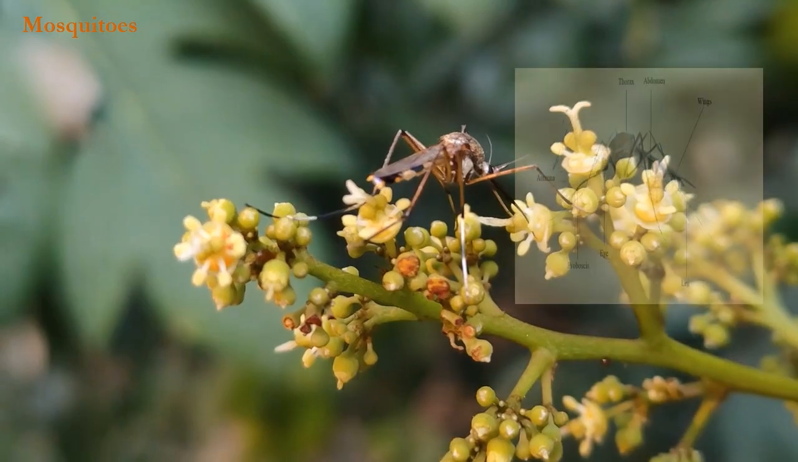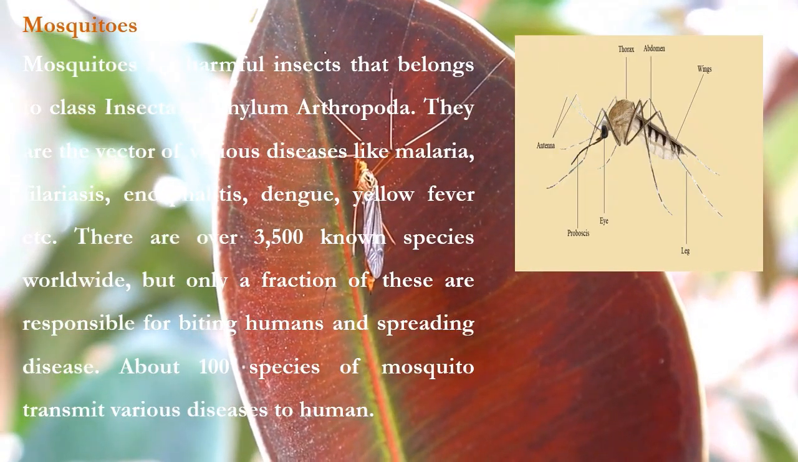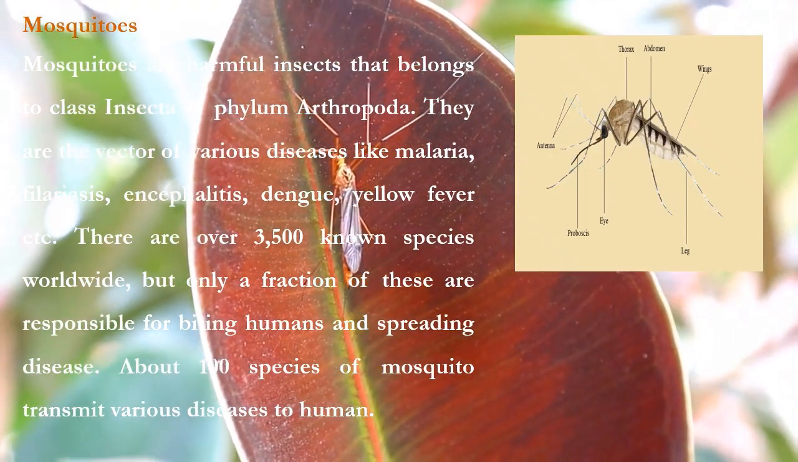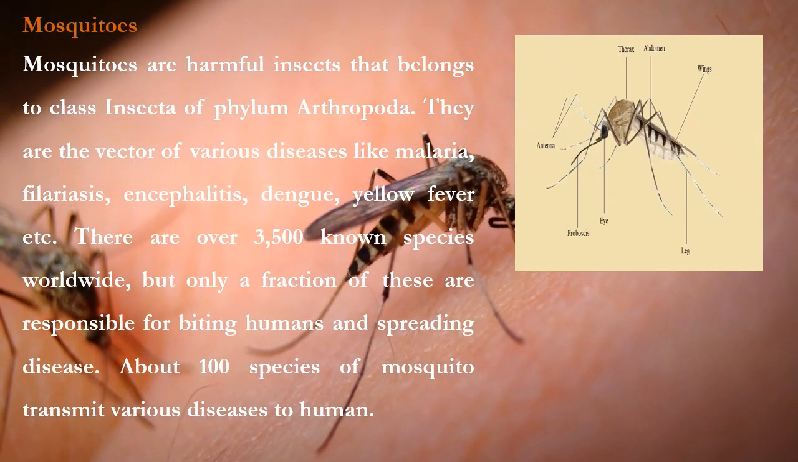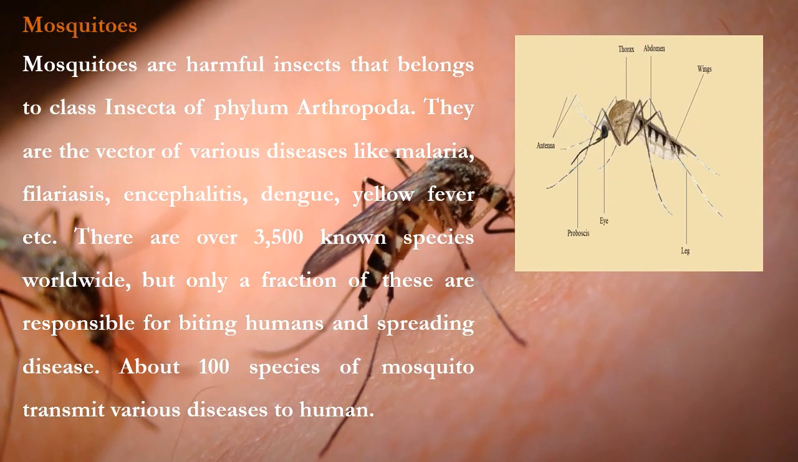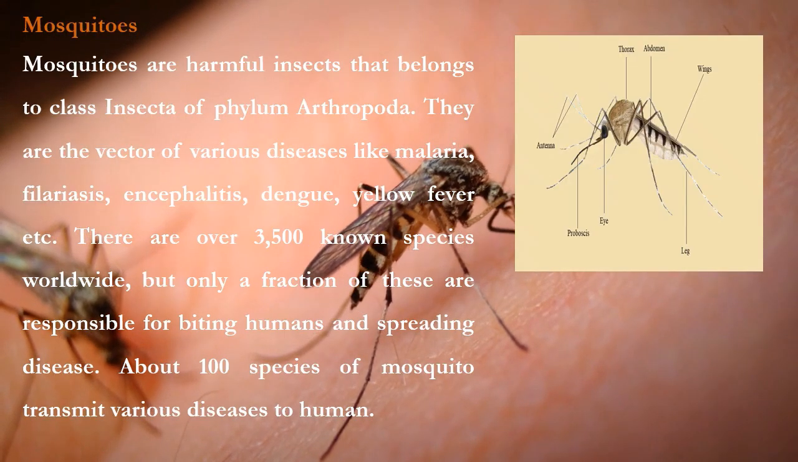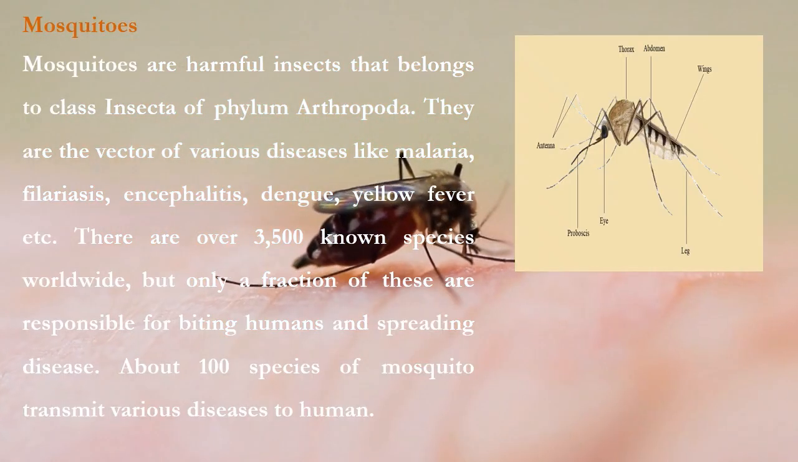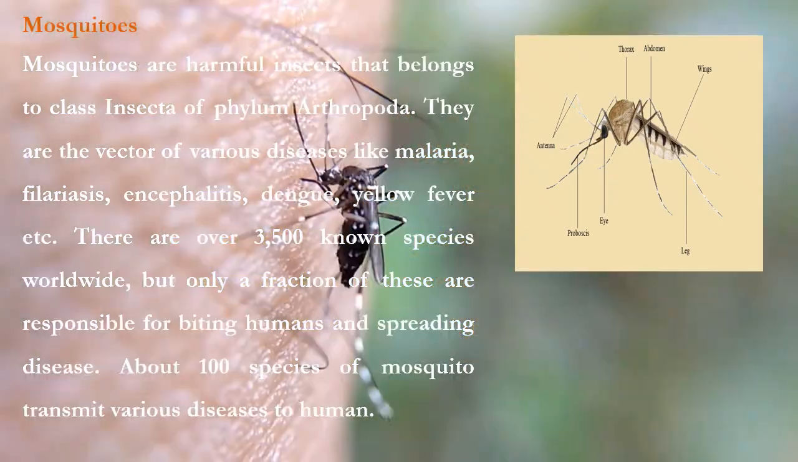Mosquitoes. Mosquitoes are harmful insects that belong to class Insecta of phylum Arthropoda. They are the vectors of various diseases like malaria, filariasis, encephalitis, dengue, yellow fever, etc. There are over 3,500 known species worldwide, but only a fraction of these species are responsible for biting humans and spreading diseases. About 100 species of mosquitoes transmit disease to humans.